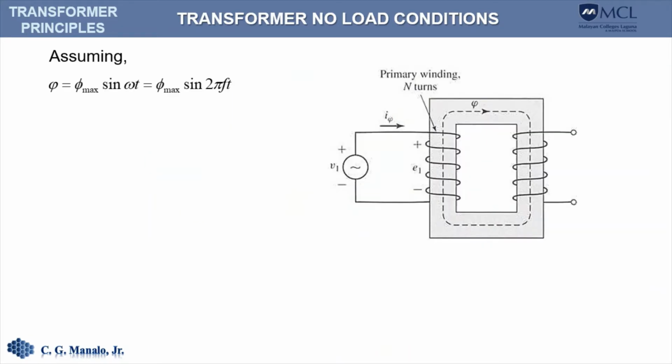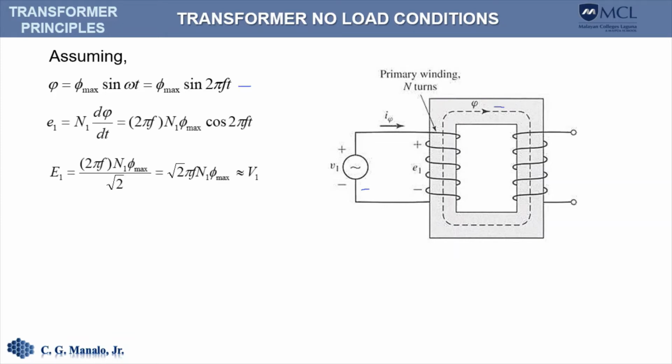Now let's assume for the moment that after connecting the primary winding to a sinusoidal source, a flux is formed inside the core that is sinusoidal, and that flux is given by this expression. By Faraday's law, we can compute the induced voltage due to this flux, and it is given here. We can also compute the RMS voltage. We can solve for the maximum flux, and that is given by this expression here.